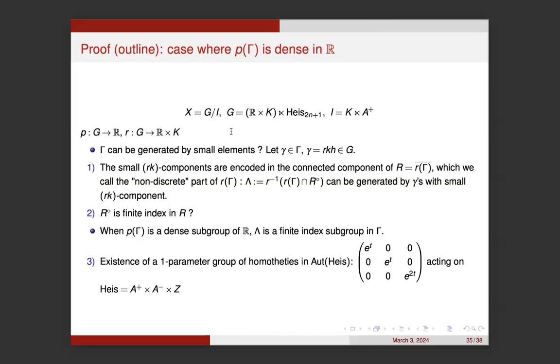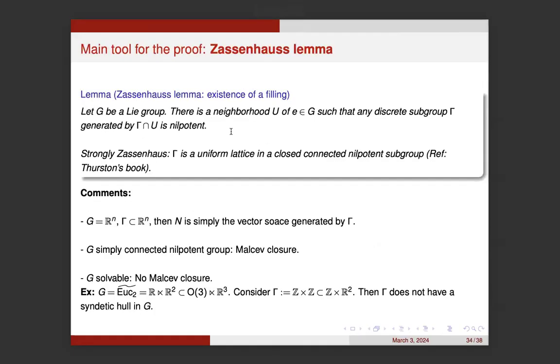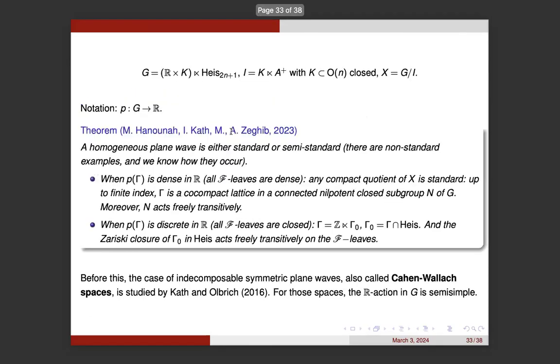I have a curiosity. One slide before, you mentioned the Zariski closure. Can you say something about it? What is the Zariski closure of gamma zero, in this slide?